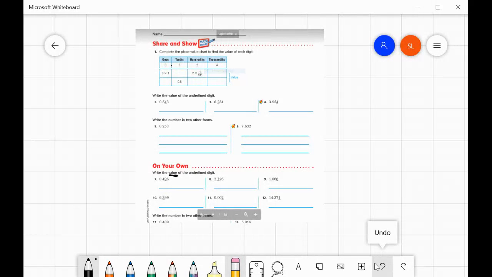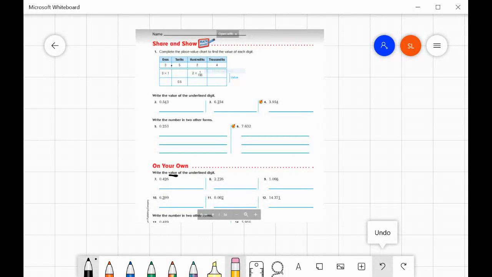Is it worth 4 tenths? Is it worth 4 hundredths? Is it worth 4 thousandths? And then 5 and 6, you're going to write the number in 2 other forms. It's given to you in standard form, so you're going to write word form and then expanded form. So you're going to write out the words and you're going to write it out in expanded form. And then down below, 7 through 12, you're going to do exactly what you did up here from 2, 3, and 4. You're going to write down the value of the digit.